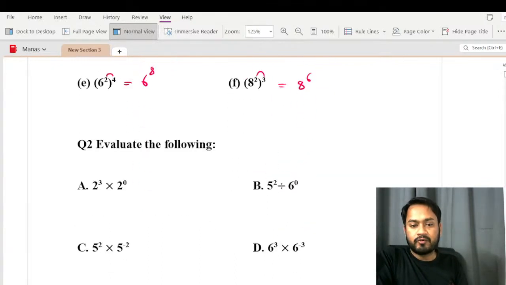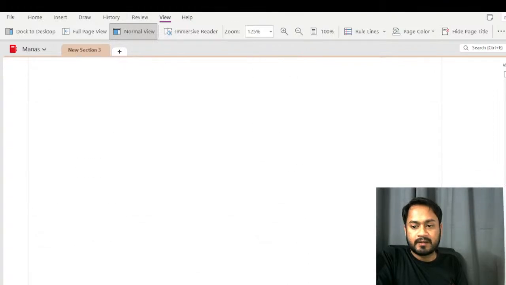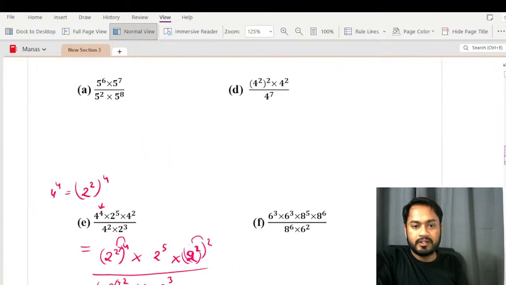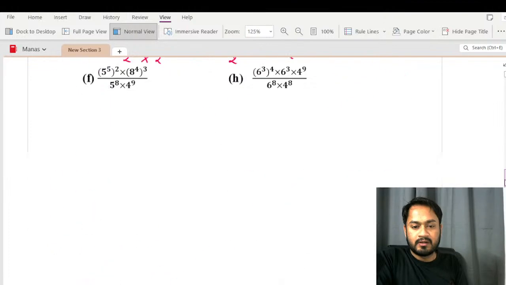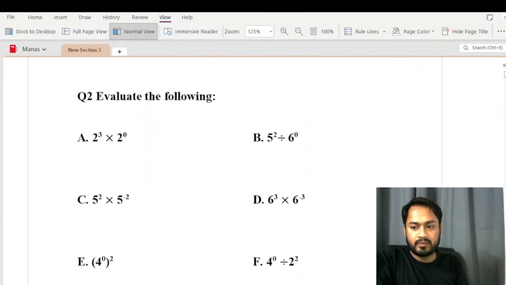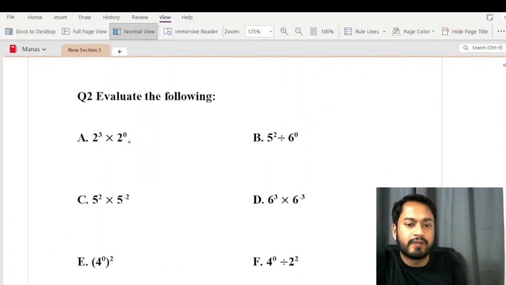Now, another type of question they generally ask in the exams is this one. They ask you to find the value of these numbers. Now you can see that any number to the power 0 is 1. So 2 raised to power 3 into 1.